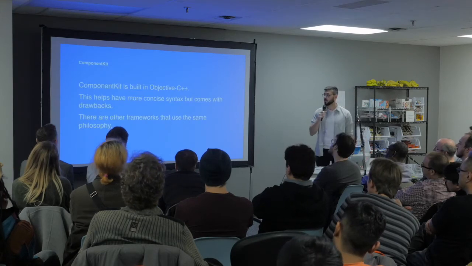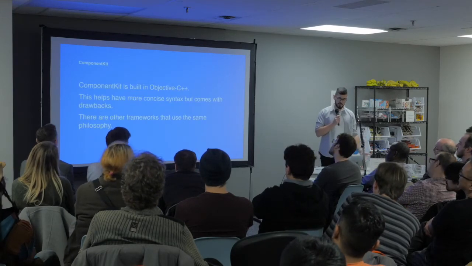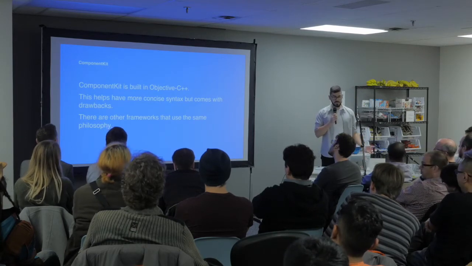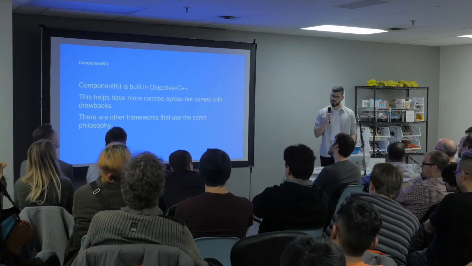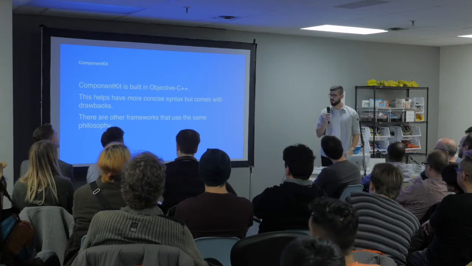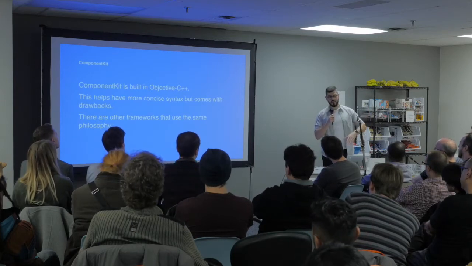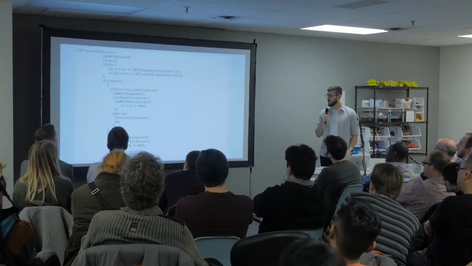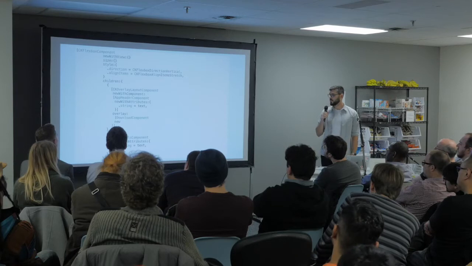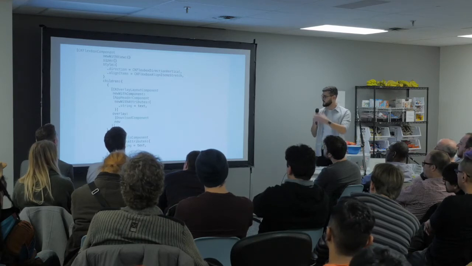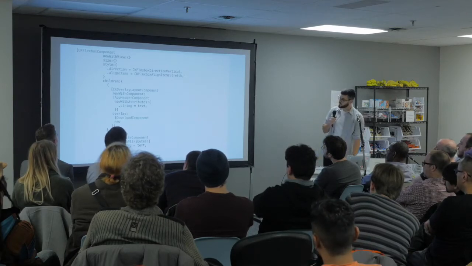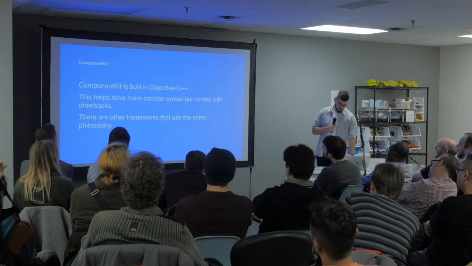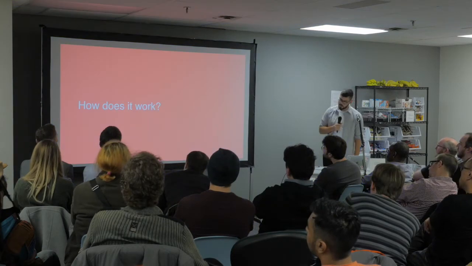So what is ComponentKit? It's a library built in Objective-C++. The Objective-C++ makes the syntax a bit more concise. If they did it in Objective-C, it would have a very massive definition. If you look back here, it's pretty small, kind of looks like a nib. In Objective-C, you can't have optional stuff. I wish they would have built it in Swift because it doesn't have that ability. And there's other frameworks that use this. So how does it work?